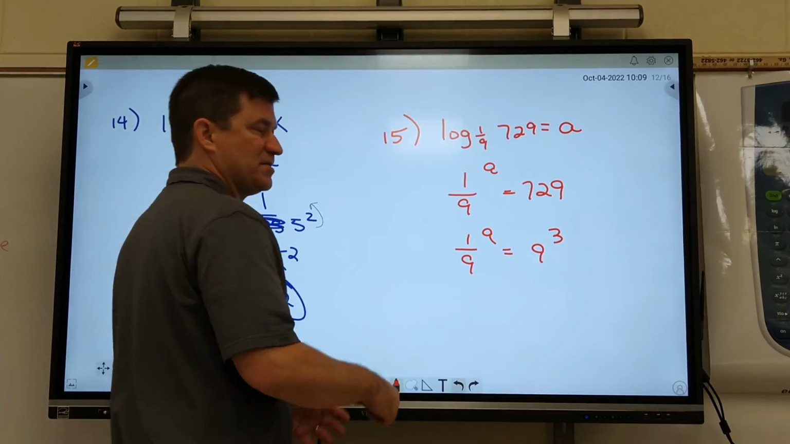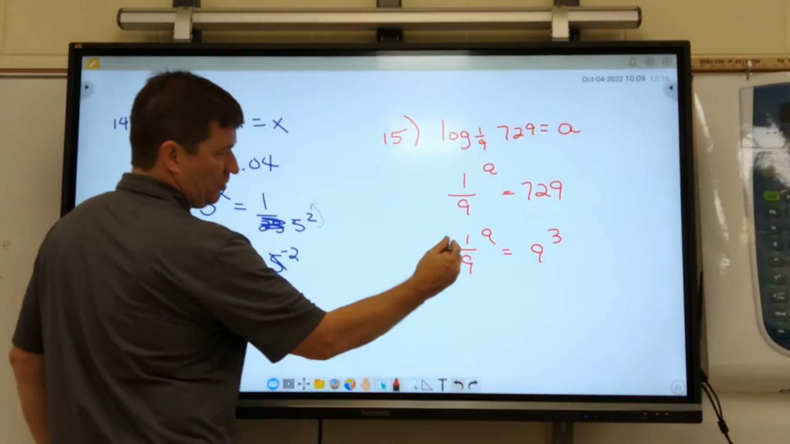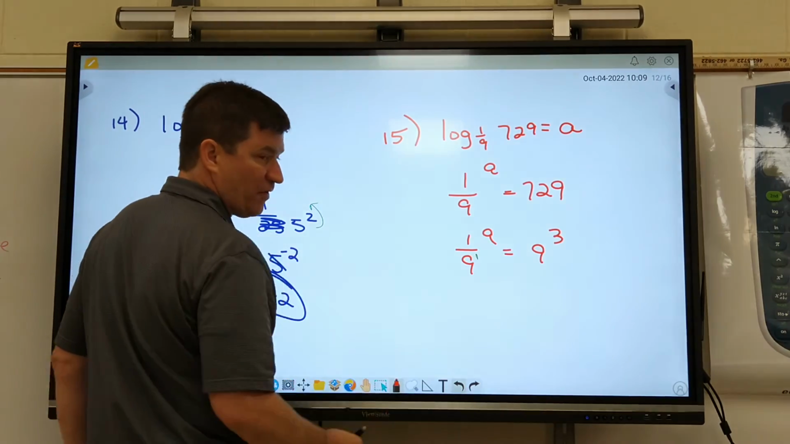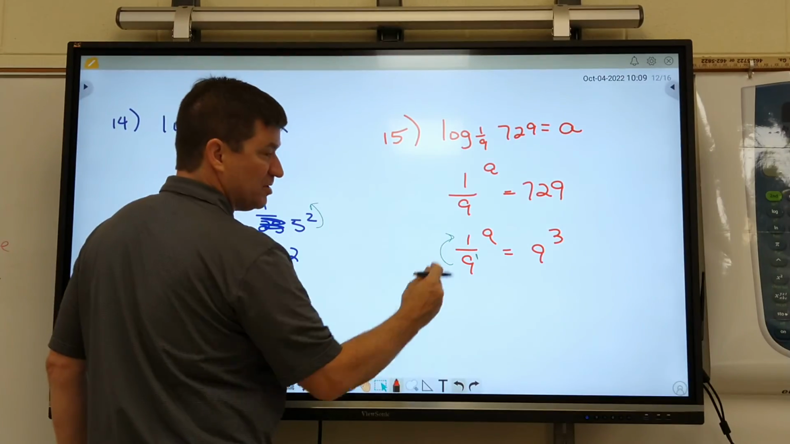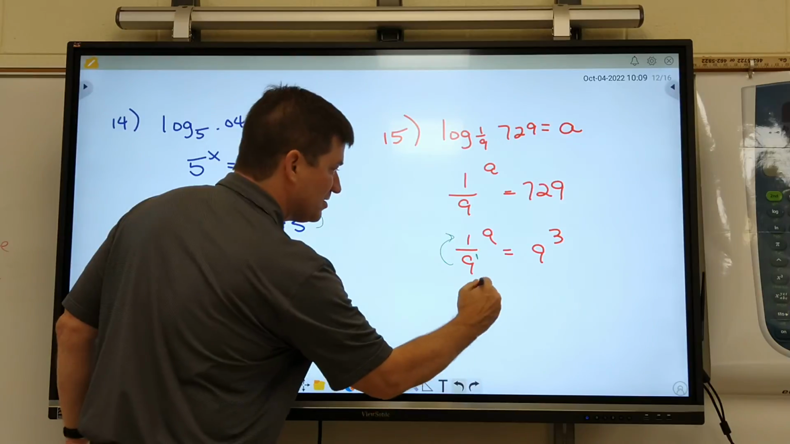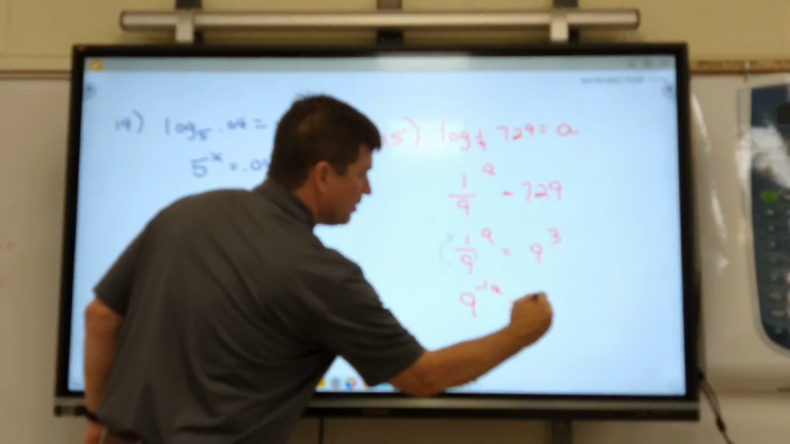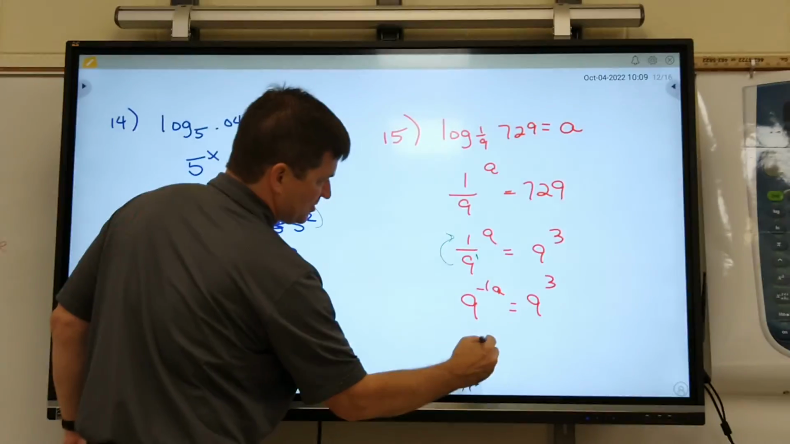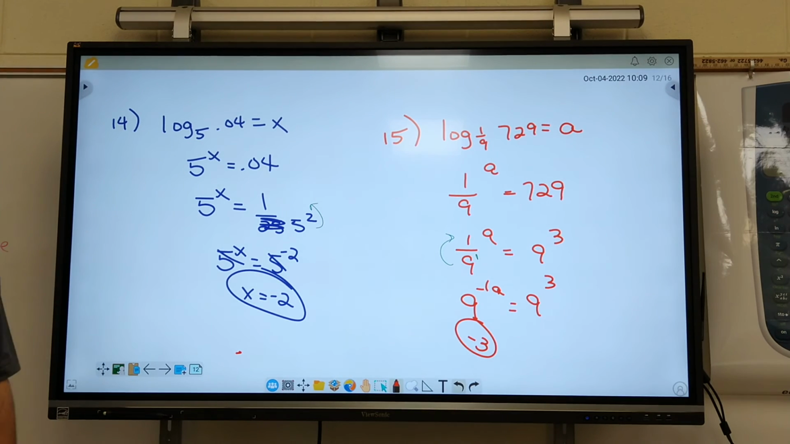All right, now this is a step y'all might have forgot. On the bottom right here, that's 9 to the first power. If I bring it up to the top, it becomes 9. It's a negative power. So it's negative 3. Good, answer's negative 3. All right, go to 16.